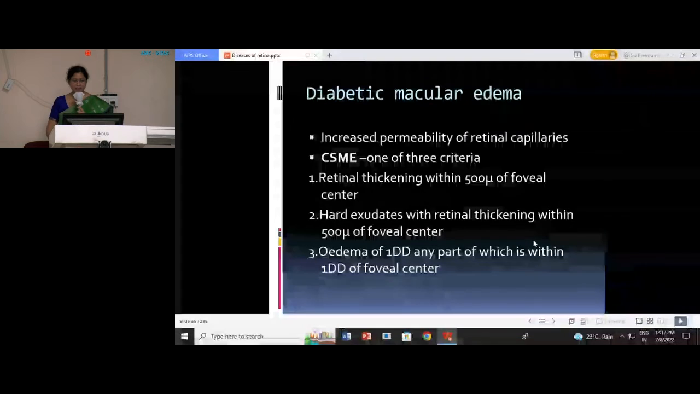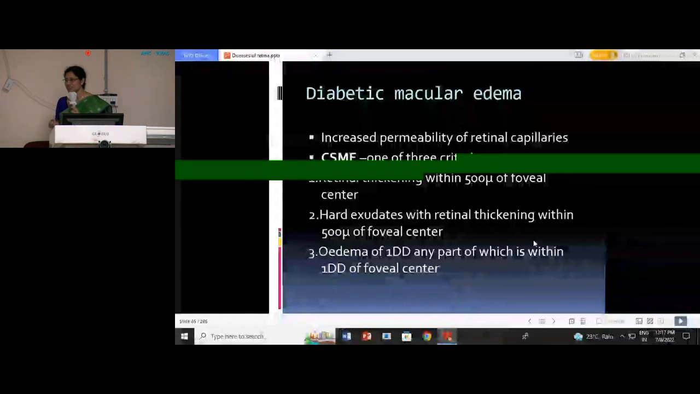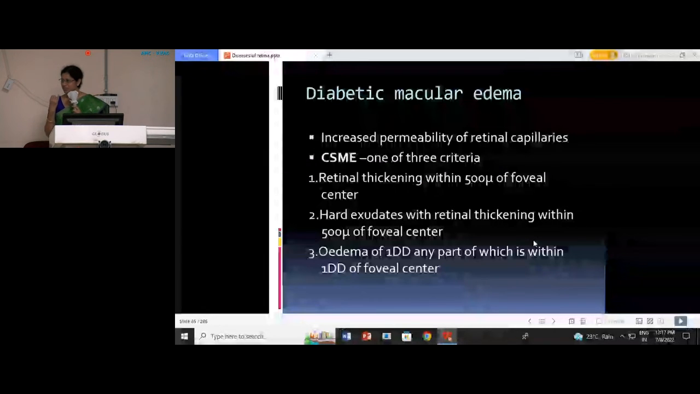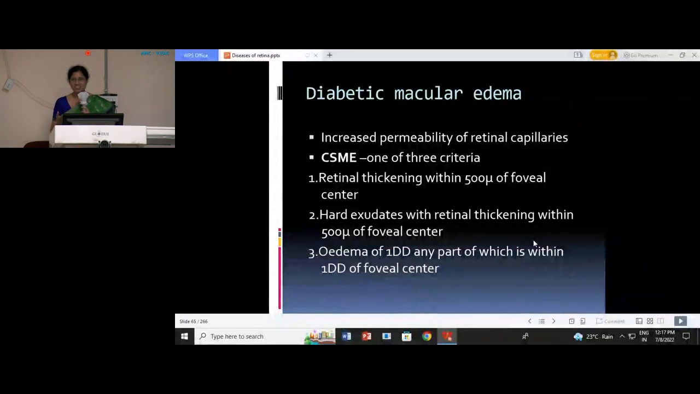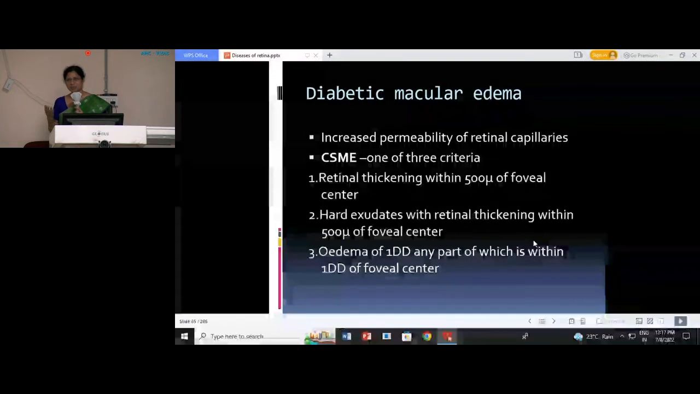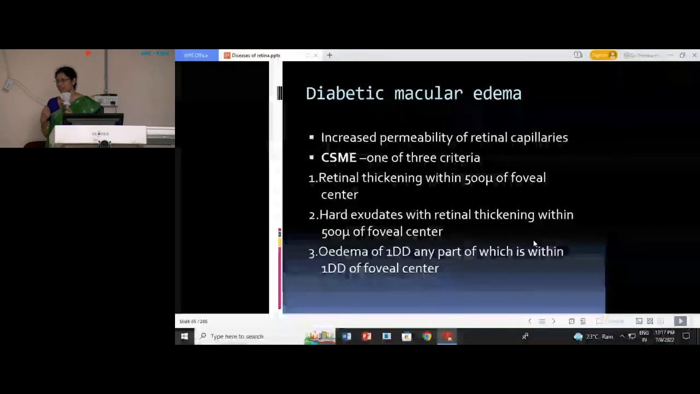It is due to increased vascular permeability. I told you, the first one is due to microvascular occlusion leading to retinal hypoxia and the new vessels. And now it is the increased vascular permeability leading to leakage. Because of the leakage there will be edema in the macular area. That is known as diabetic macular edema or clinically significant macular edema.